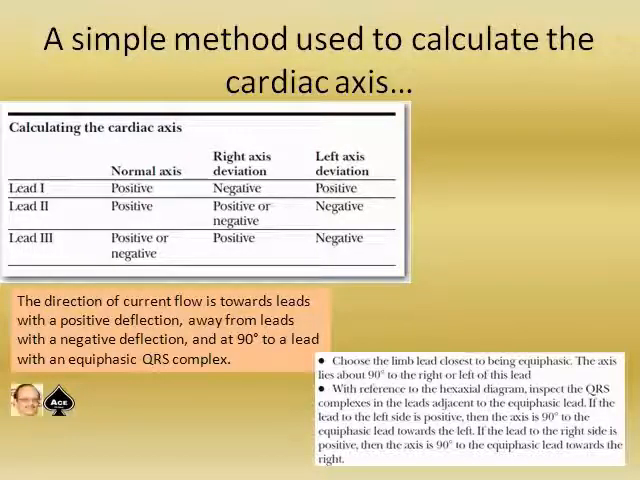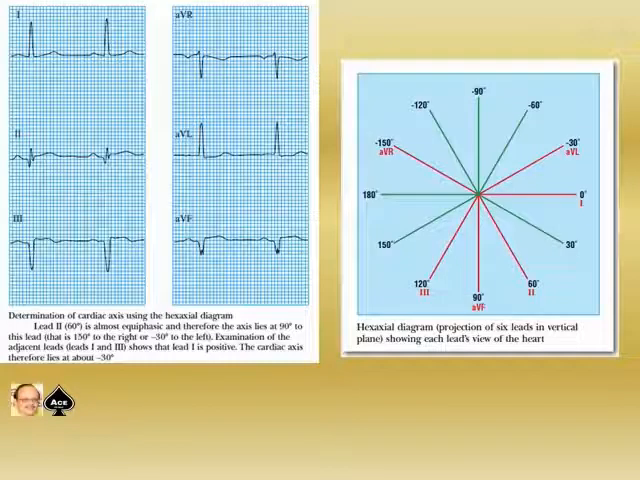With reference to the x-axial diagram, inspect the QRS complex in the lead adjacent to the equiphasic lead. If the lead to the left side is positive, then the axis is 90 degree to the equiphasic lead towards the left. If the lead to the right side is positive, then the axis is 90 degree to the equiphasic lead towards the right.